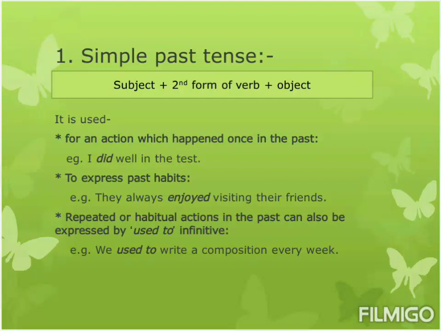He did not complete his work on time. Did he complete his work on time? We should remember that when we use did in negative and interrogative sentences, we should not use the second form. We should use only the first form of the verb.